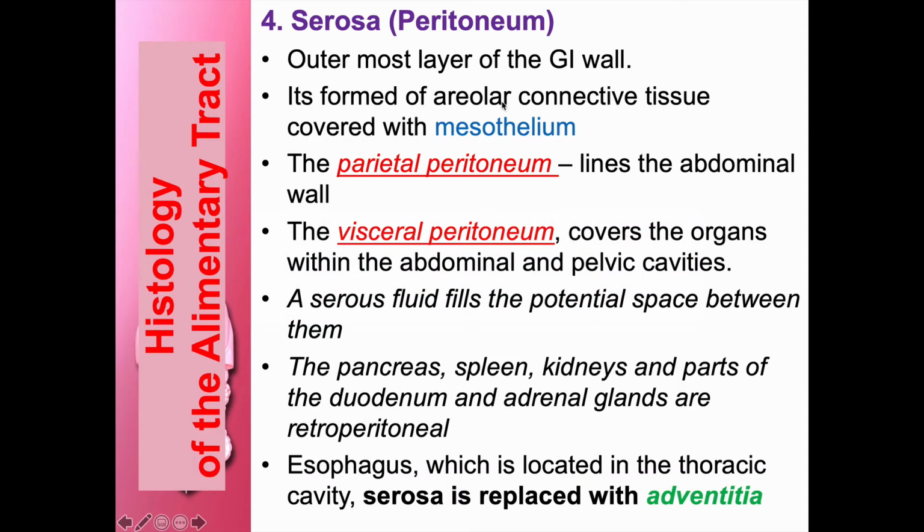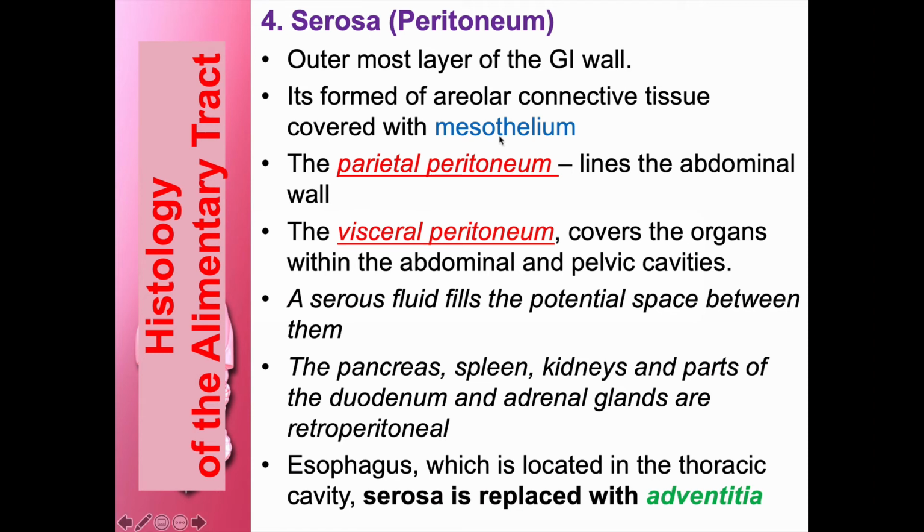Whatever intestine is present inside the peritoneum, its outermost layer is called the serosa, whereas in the thoracic cavity you have the esophagus, and its outer layer is called the adventitia. So let's read this: the outermost layer of the intestine is the serosa.